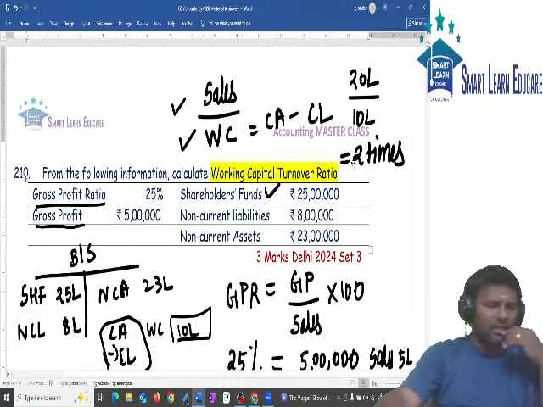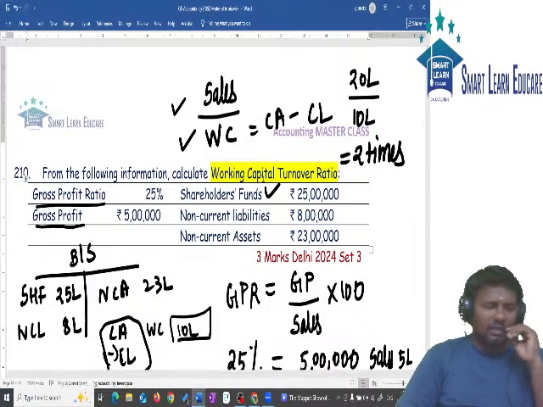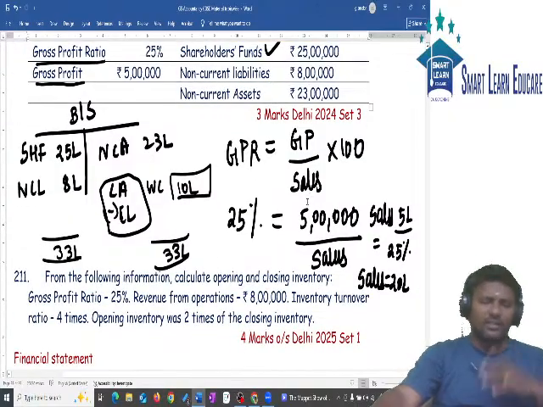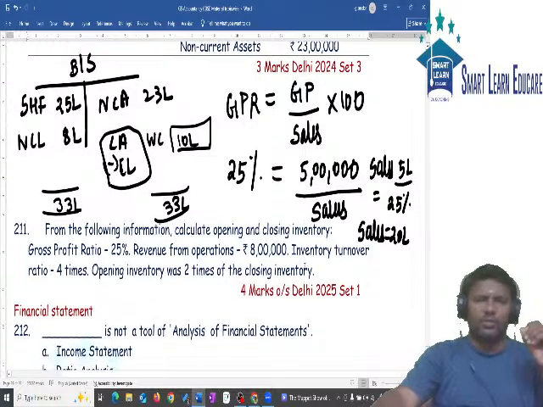So very easy formula. What is the formula for working capital turnover ratio? It is sales divided by working capital. Sales is nothing but revenue from operation. Working capital is nothing but current asset minus current liability. So from this we have just found the numbers. Now proceeding further, next one.